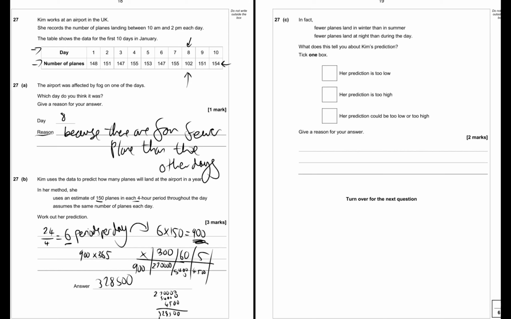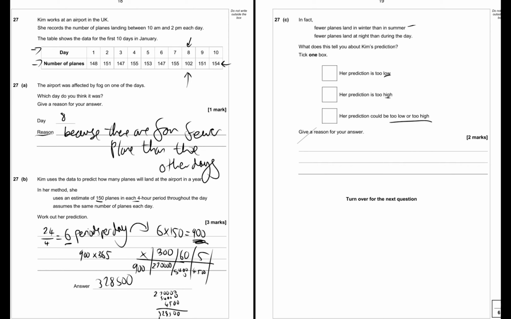27C. In fact, fewer planes land in winter than in summer. Fewer planes land at night than during the day. What does this tell you about Kim's prediction? Tick one box. So we've got her prediction is too low, her prediction is too high, or her prediction could be too low or too high.